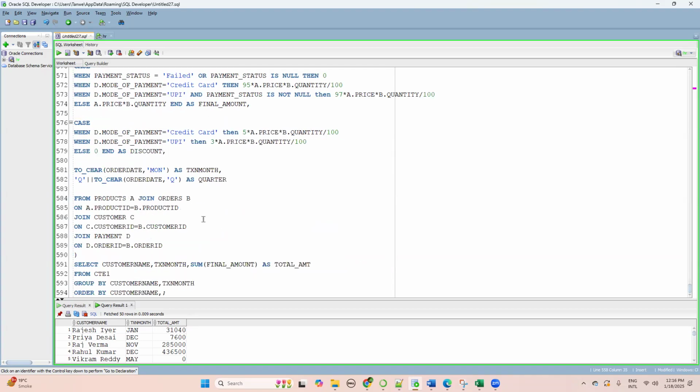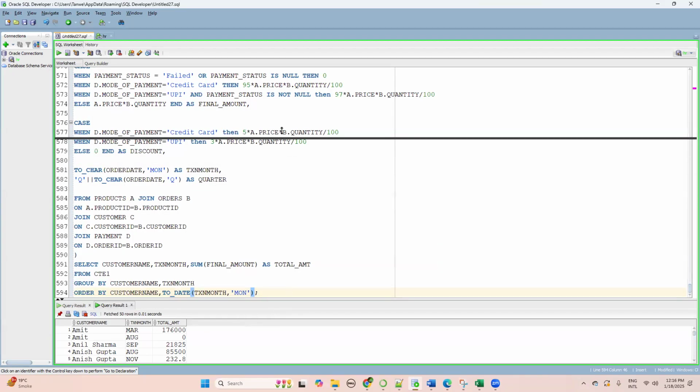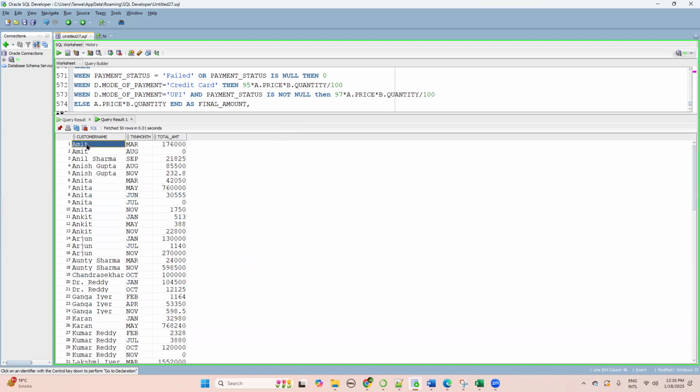I will keep this as well here. So now see, I'm getting for each and every customer, Amit, March and August, how much he has spent. Anil Sharma, Anish Gupta, see Anita. Anita has spent this amount in each and every month. So you are getting full detail for each and every customer, for each and every month, what is the total amount they have paid. This step is clear?